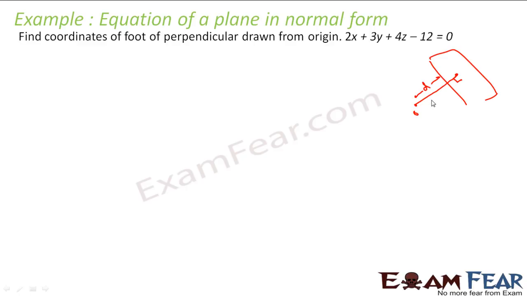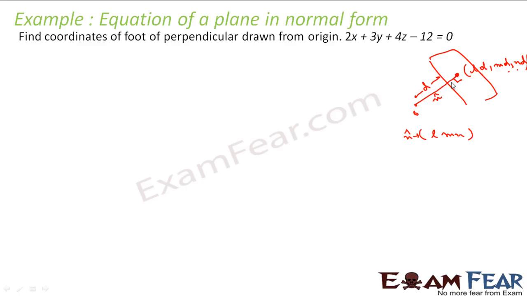If this direction is n cap, and my direction cosines for this n cap are l, m and n, then this point will be ld, md and nd, because d into n cap will be this line vector. If this is the origin, this point will be ld, md, nd. I hope you got it.